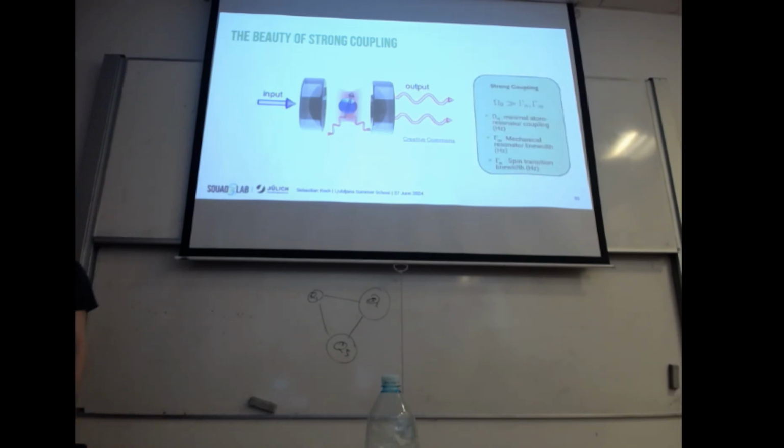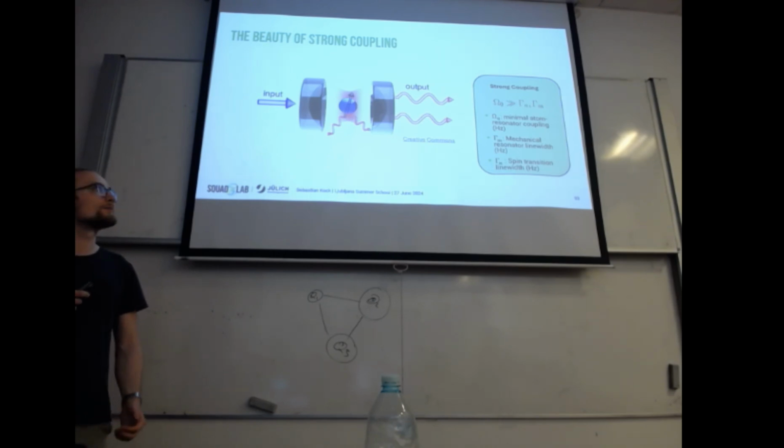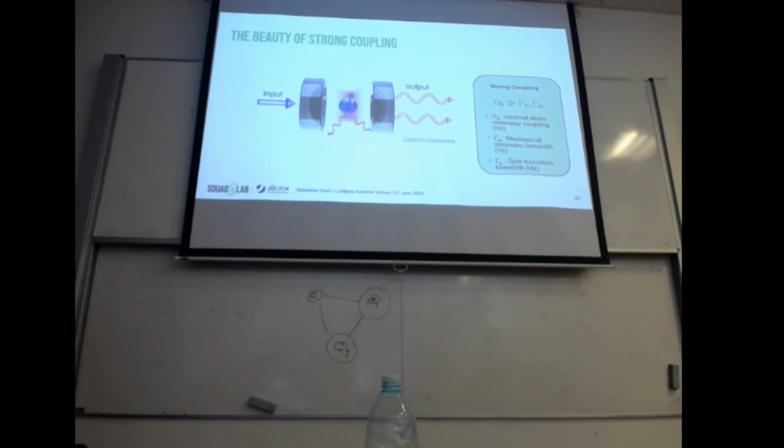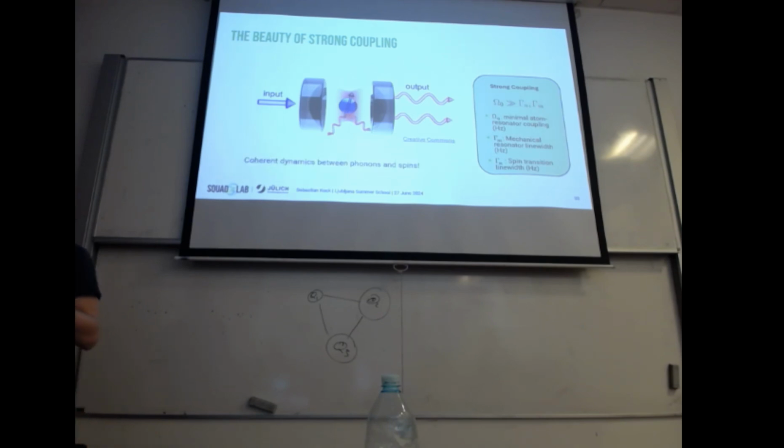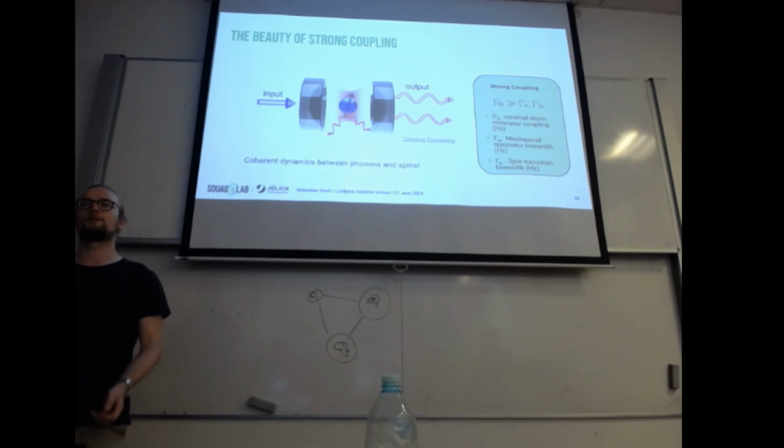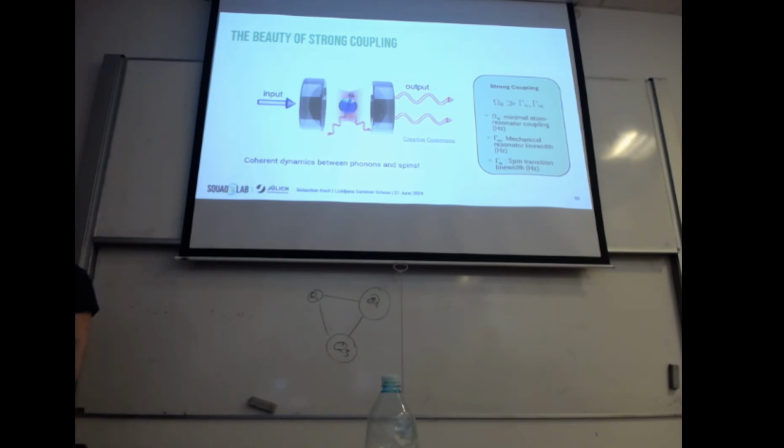This is called the strong coupling regime, and this requires the interaction timescales, or the coupling frequency between the atom and the electromagnetic mode, to be much stronger than the losses of the electromagnetic mode to the outside and the spin to the outside. Right? This is given by this inequality. Okay, so in total, if we have this, we can look at the coherent dynamics between the phonons and the spin.